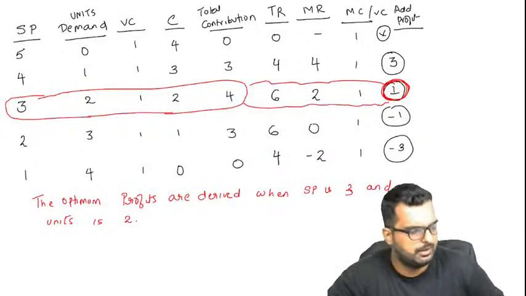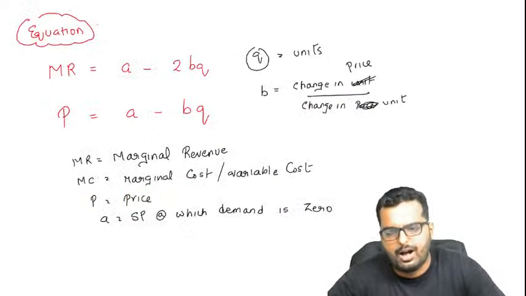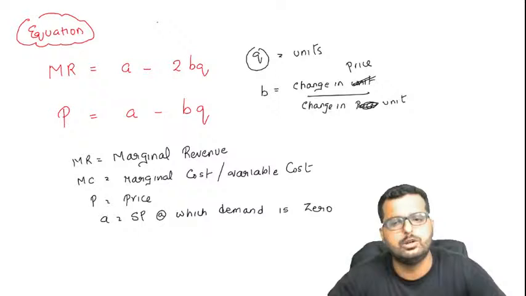Alright friends, have you all put up till here in your book? Now to get this they use these two equations. Marginal revenue, they say, can be found using the equation A minus 2BQ, and price can be found using the equation A minus BQ. So I'll first write down the sentence.